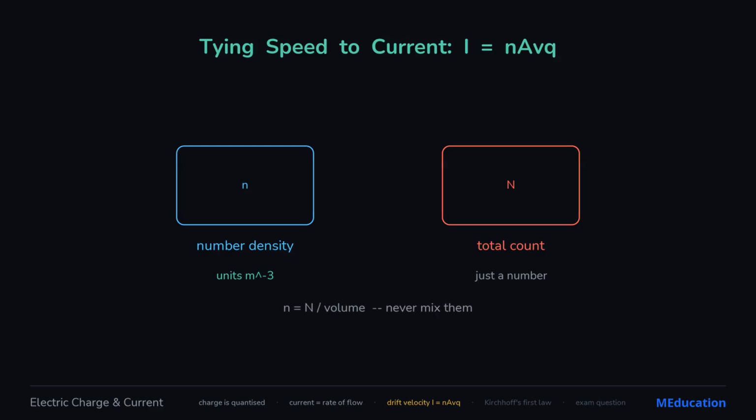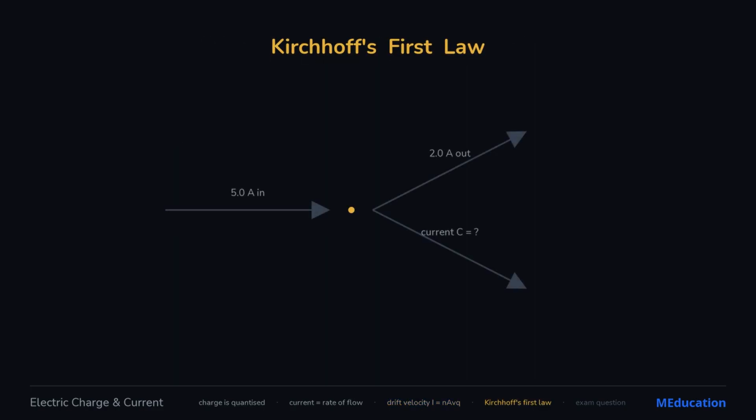One trap lives here. Little n is number density per meter cubed. Big N is the total count of electrons, just a number. If a question hands you N and a volume, you must divide to get n first. Check the units. If it ends in per meter cubed, it is the n you want.